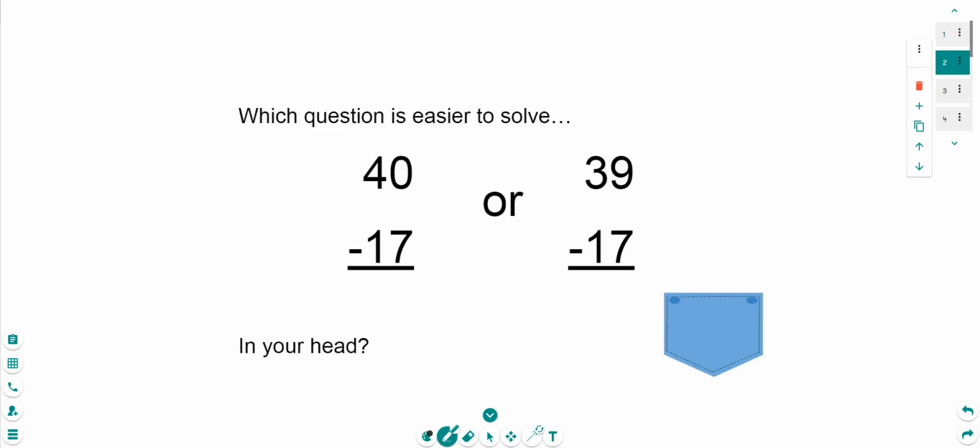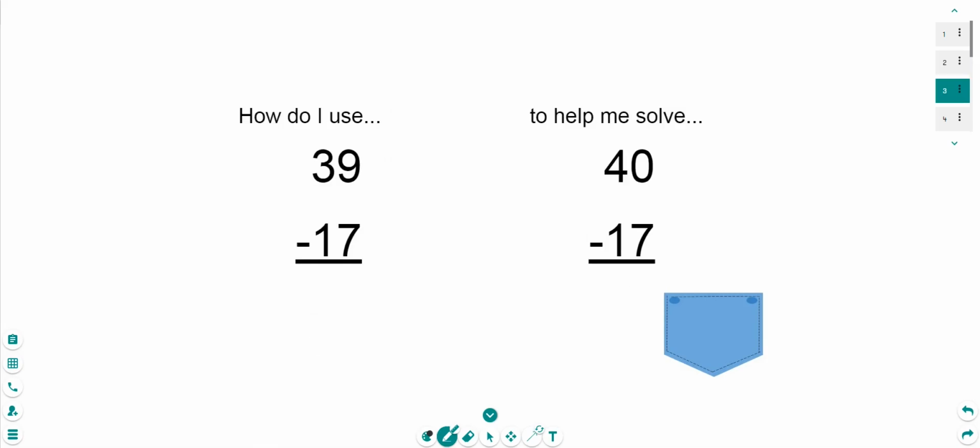When I'm looking at 39 subtract 17, I can say 3 tens subtract 1 ten is 2 tens. 9 subtract 7 is 2, for an answer of 22. But when I look at 40 subtract 17, there's a lot more work that I have to do before I can figure out the answer to that.